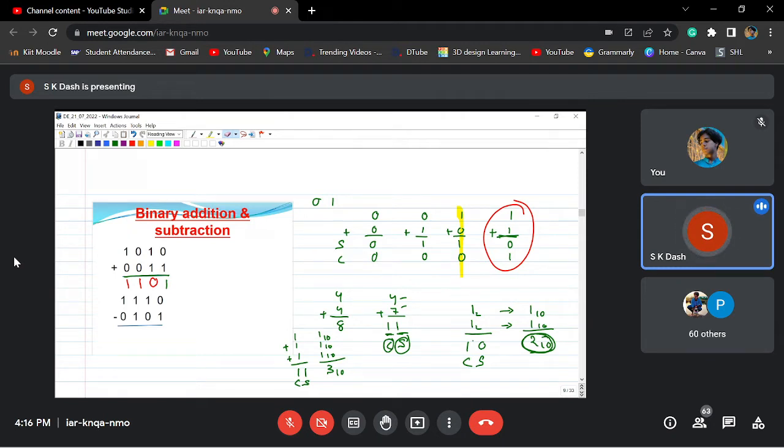Sir, if the last digit has a carry, can you tell this once again? Another question someone was asking: if the last digit has a carry, then it will be a 5-bit result. Yes, the result will be a 5-bit only. If that bit is 0, there is no need to write it.